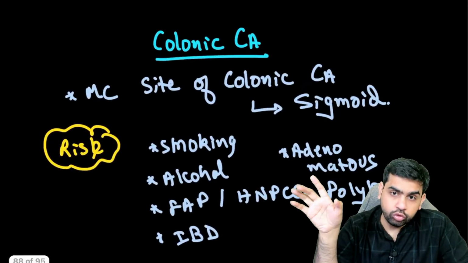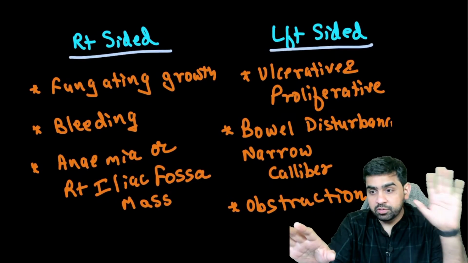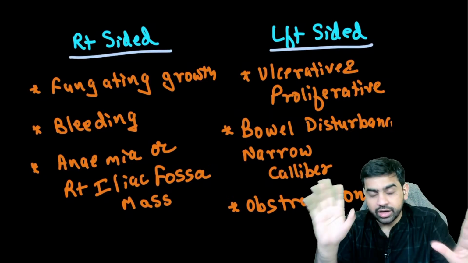What is the most common site of the colorectal malignancy? Sigmoid colon, sigmoid colon. Now, all you need to understand is the basic difference between the right and the left side of the colon. They are simple, but they ask clinical based scenarios over here.